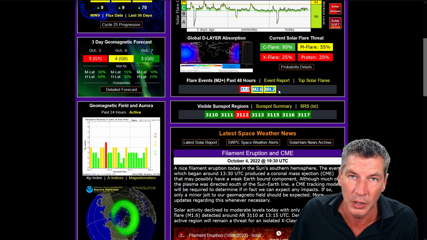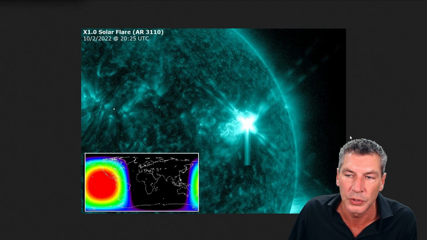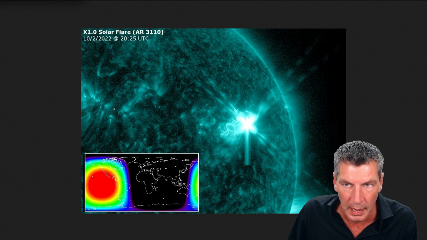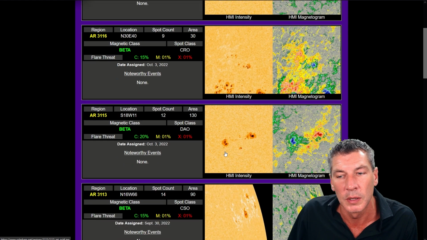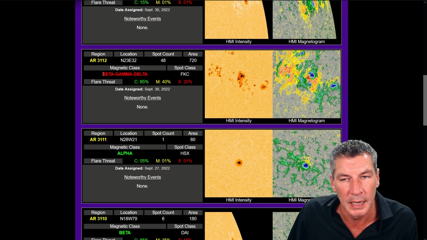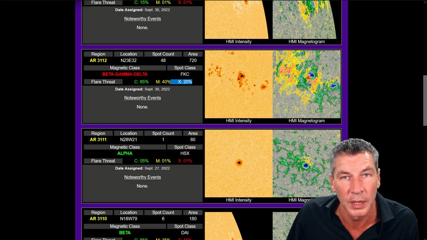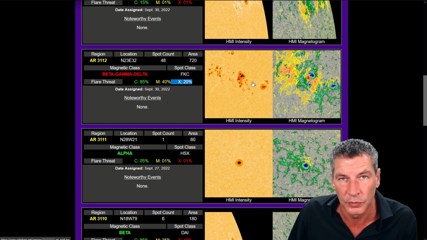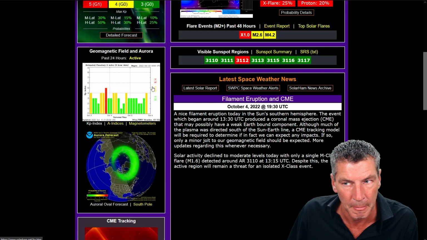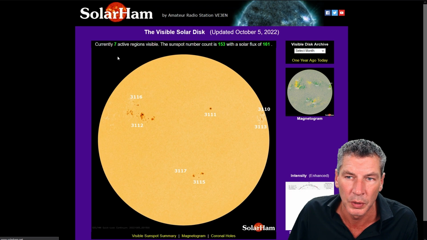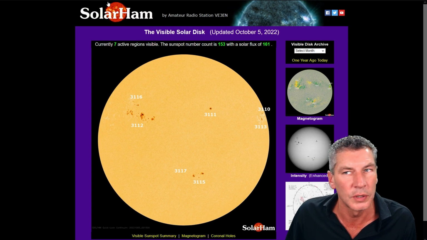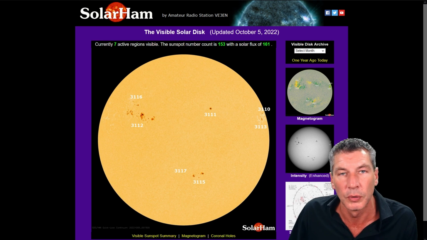We had an X-class solar flare just 48 hours ago, and an X-class solar flare is capable of causing us some pretty big problems, particularly with this one here being the beta gamma delta magnetic class, right? You've got a 20% chance of another X-class solar flare, right? And this sunspot here is growing, yeah? It's this one here. So all these things are very possible, and it's happened before.